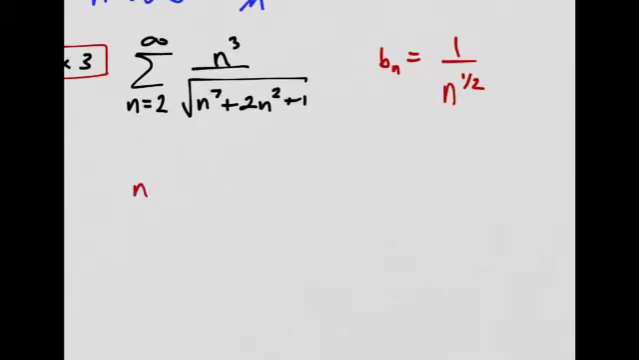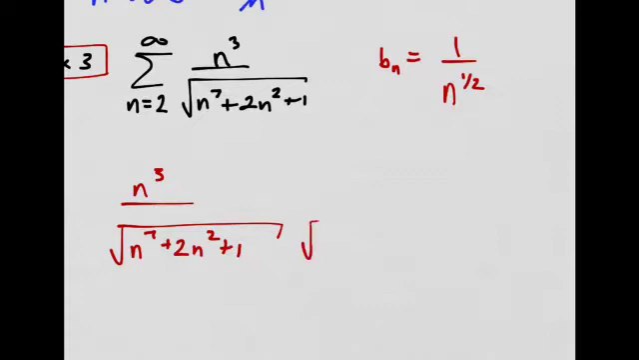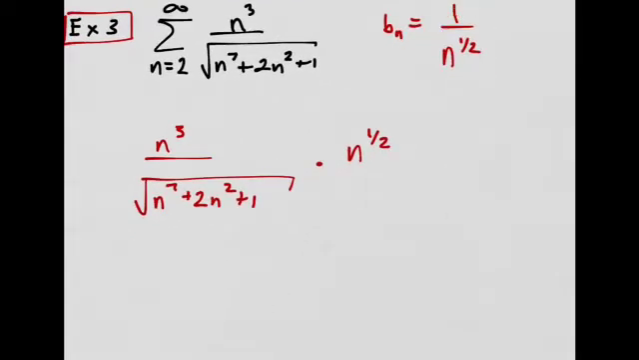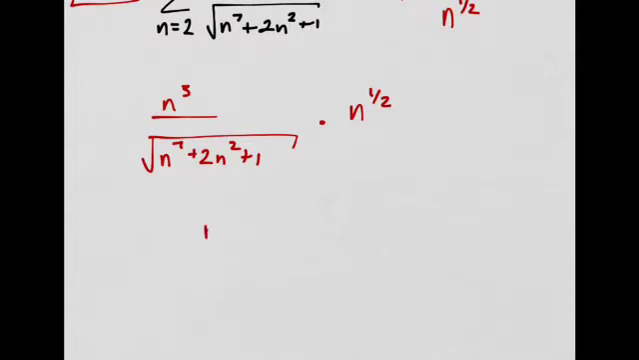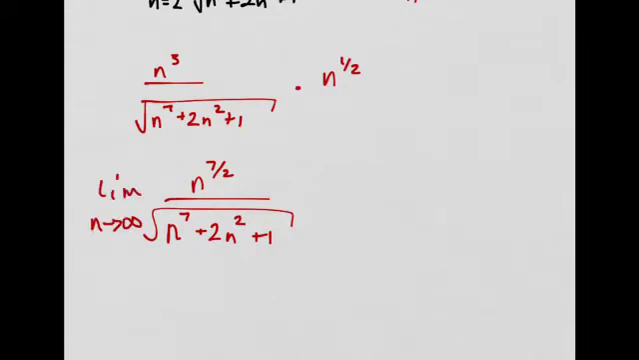Now, when I do my actual comparison, I have n cubed divided by the square root of n to the 7th plus 2n squared plus 1. And I'm going to multiply by the square root of n. Remember, I would divide by this, but that's the same thing as flipping it over and multiplying. So then what do I have? I already figured out that it's going to be n to the 7 over 2 over this, n to the 7th plus 2n squared plus 1 underneath the radical. Take the limit, and then see what I got.